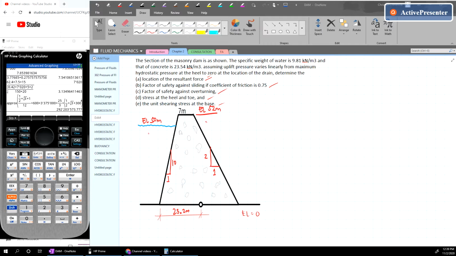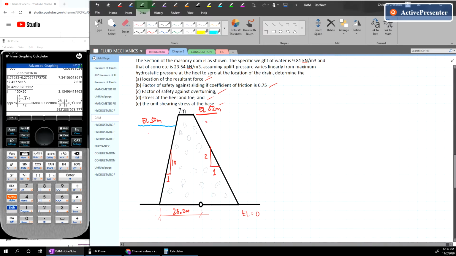Okay, so in this problem, meron tayong dam given. So, isulat muna natin yung mga given. Yung unit weight or specific weight ng concrete is 23.54 kilonewton per cubic meter. And yung specific weight ng water, we have 9.81 kilonewton per cubic meter.